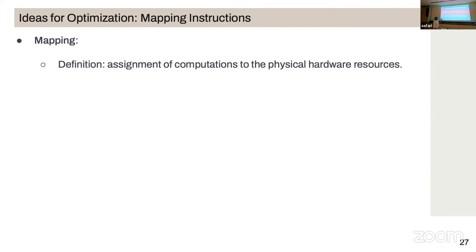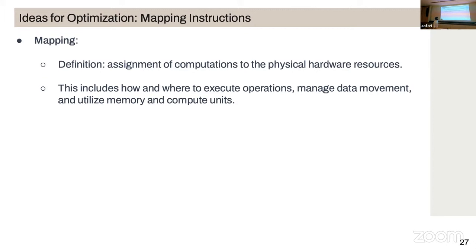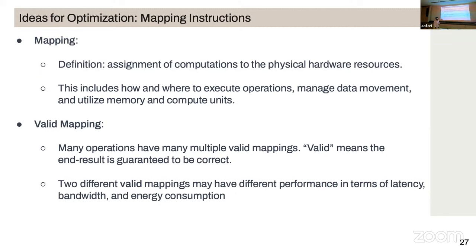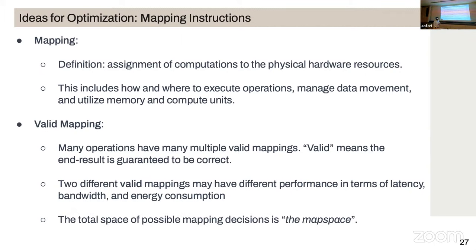So mapping is, by definition, the assignment of computations to physical hardware resources. And this includes where to execute operations, how to manage the data movement, and how to utilize memory and compute units. And you can have multiple valid mappings for the same operation. Valid here just means that the end result is guaranteed to be correct. And two different valid mappings on hardware can have very different performances in terms of latency and energy costs, but still lead to the exact same result.